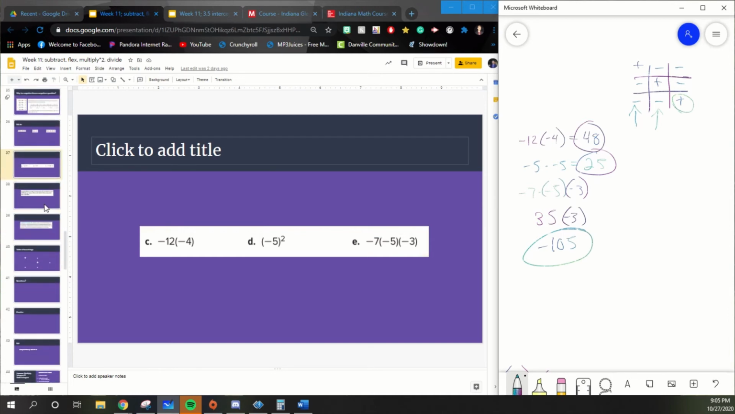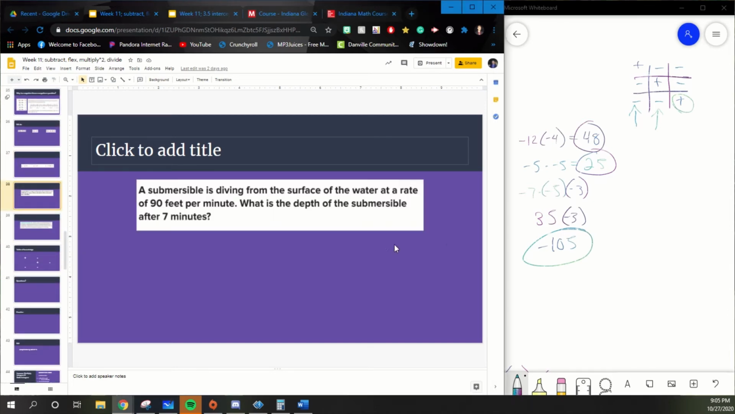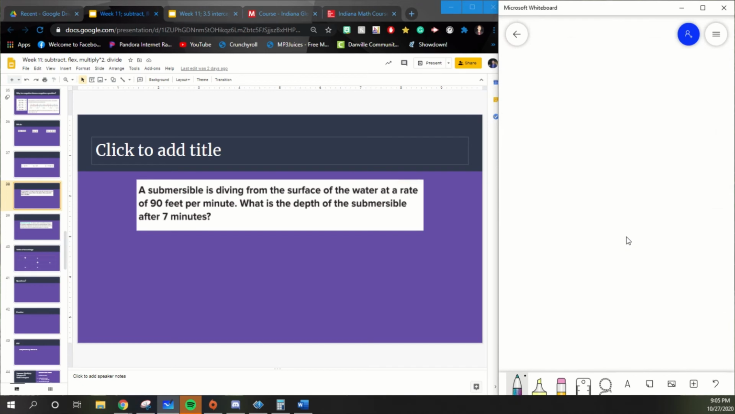Let's take a look at some word problems with this. A submersible is diving from the surface of the water at the rate of 90 feet per minute. So I know it's diving, so that's a negative 90 feet, because I don't think a submarine is going above the water. It's going below. What is the depth of the submersible after 7 minutes? I guess it's a submersible, so it doesn't necessarily need to be a submarine. It could just be like a pebble that we dropped into the ocean, falling at 90 feet per minute.